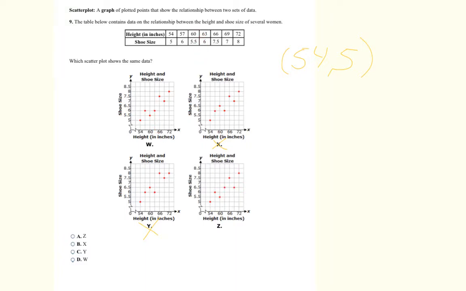I'm going to try the next point, 63, 6. So I go to 63, and w has 6. And 63 goes to 6.5 on z instead of 6. So it can't be z, so that just leaves me with w as my answer, which is choice D.